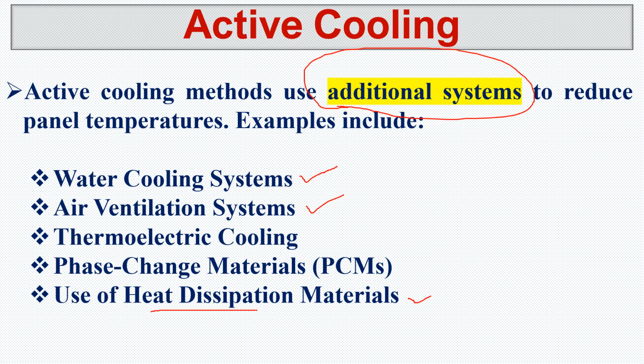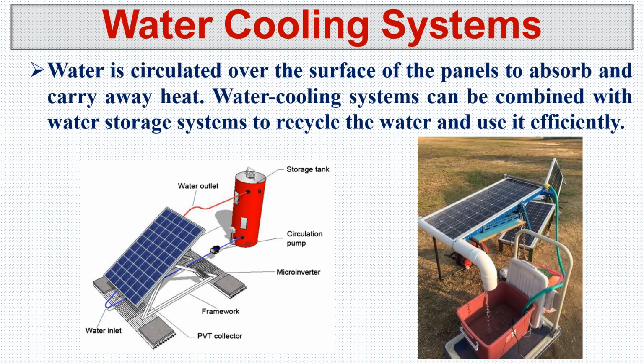So this is a very great area that many research is going on. So you can produce a small research paper by using these kinds of concepts, conference papers or anything. If you are studying, you can simply do the research and do some changes in this water flow pattern or whatever. So it's simple. Water cooling system. Water is circulated over the surface of the panel. You can see that the water is circulated over the surface of the panel and collected here.